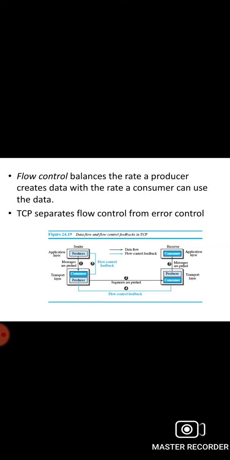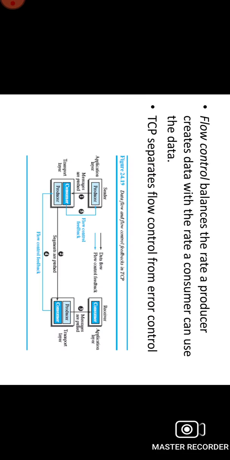Opening a window means moving the right wall to the right, and this allows more new bytes in the buffer that are eligible for sending. Closing the window means moving the left wall to the right, and this means that some bytes have been acknowledged and the sender need not worry about them anymore.